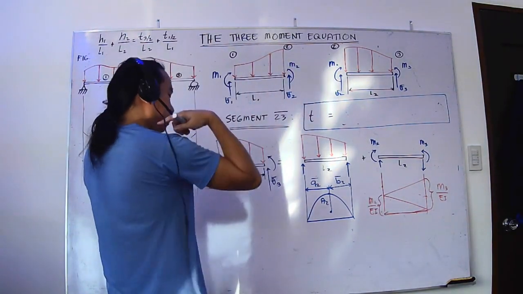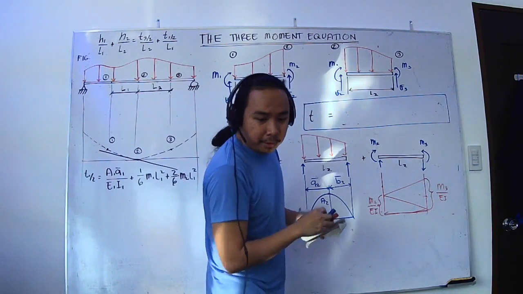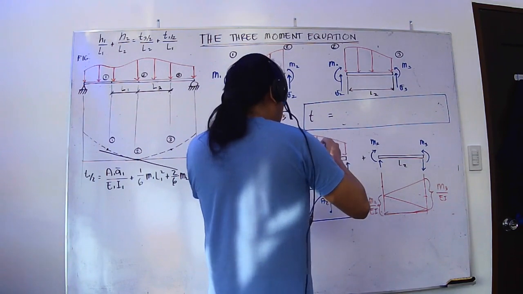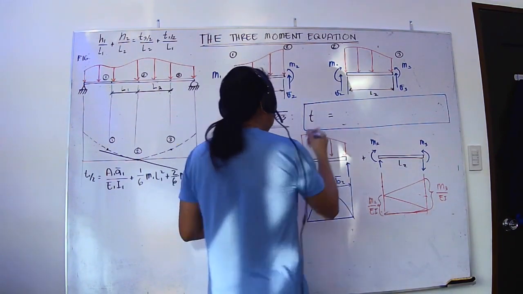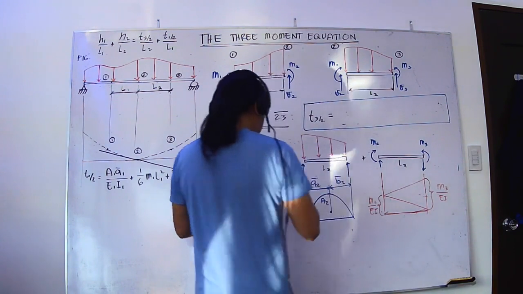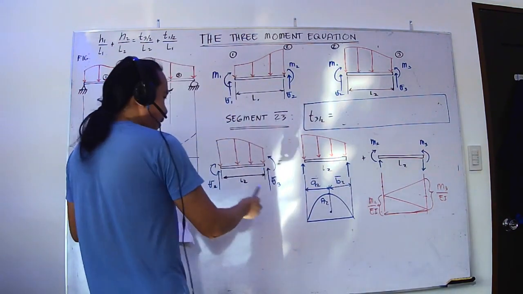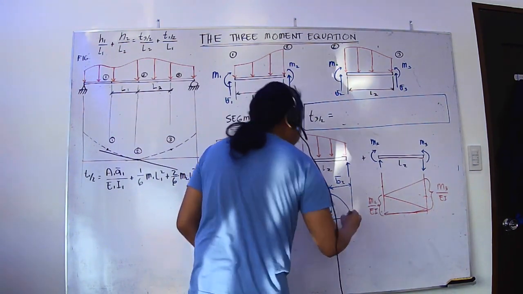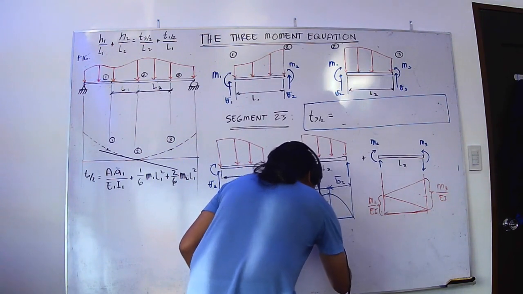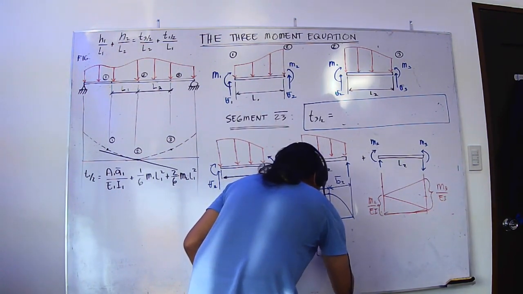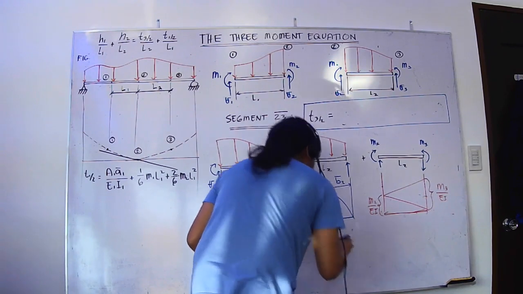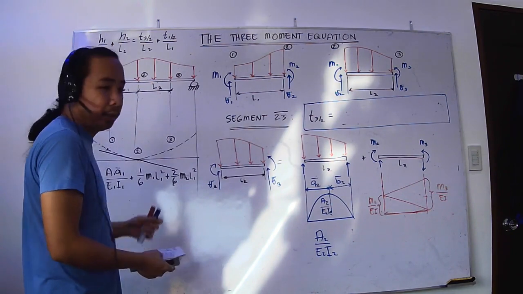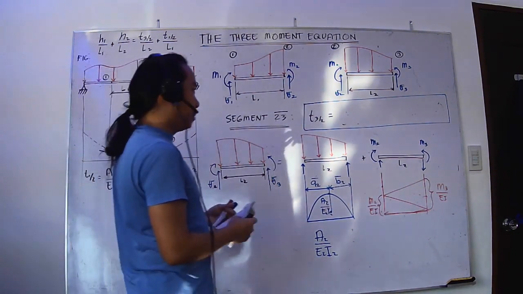Now, basically, I will do this. Area of this over E2I2. Okay? So in this case, this is just E2I2. Okay? So it is possible for the EI to differ from one segment of this beam to another. Okay?